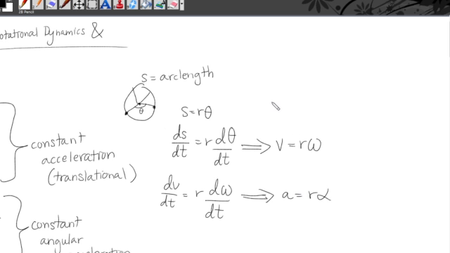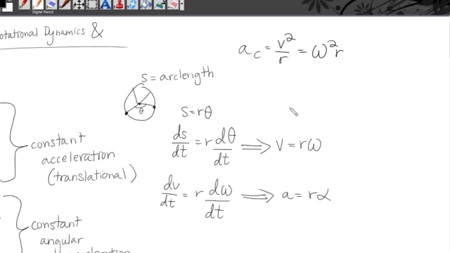And another cool thing we can derive using these is the centripetal acceleration. Actually, there's no m there, that's centripetal force. The centripetal acceleration, which is v squared over r, can now be rewritten as omega squared times r.